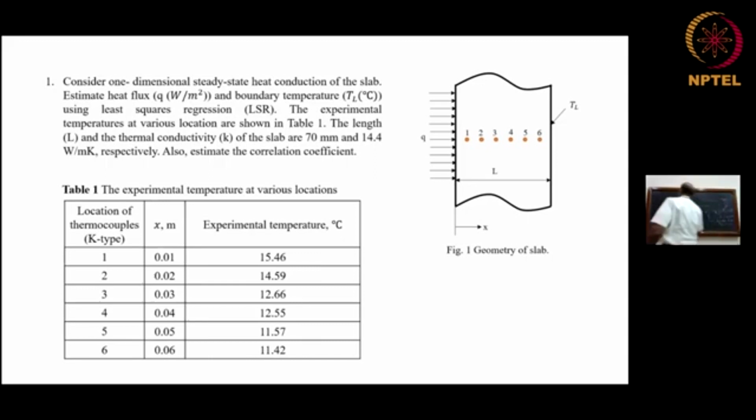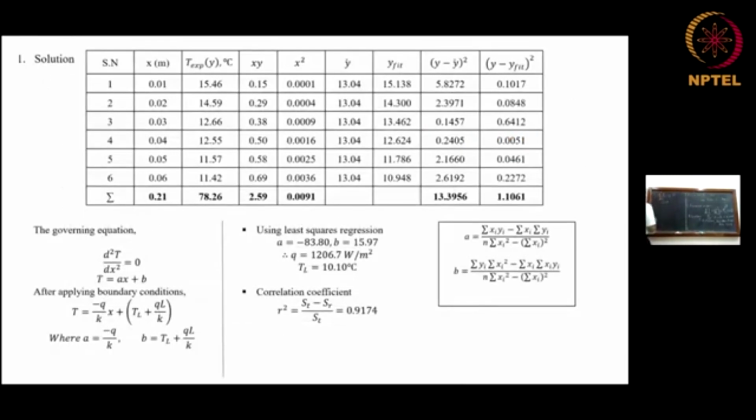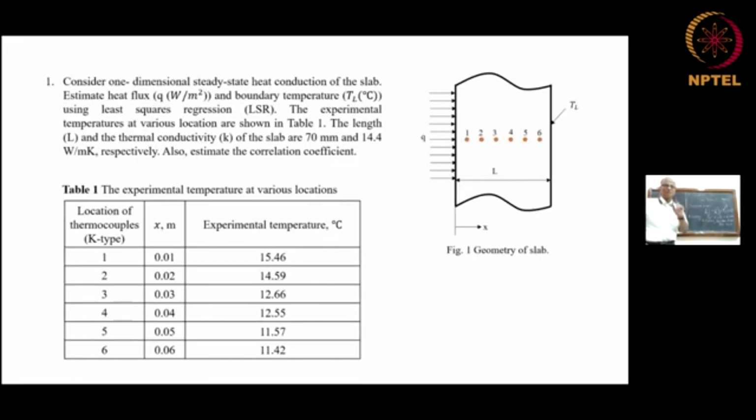So K is a constant. Therefore, d square T by dx square equals 0. Integrating once, dt by dx equal to A. Integrating again, T equal to Ax plus B. So this is the forward model. We all know this. So temperature goes linearly, and a straight line can pass through only 2 points. There are 6 points. Therefore, there is some problem straight away.